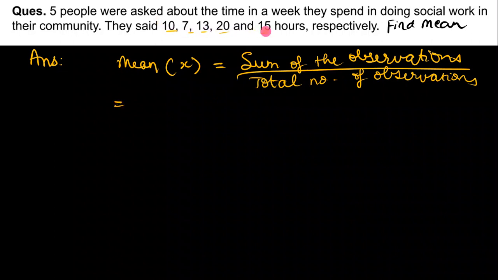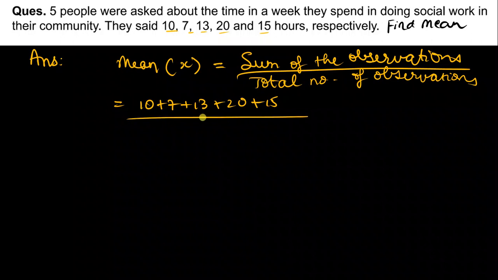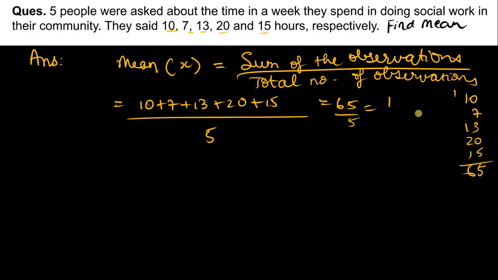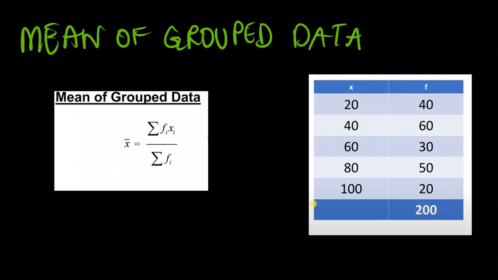So how many observations do we have here? 1, 2, 3, 4, 5. We're going to add all these observations, that is 10 plus 7 plus 13 plus 20 plus 15 divided by the total number of observations, which will be 5, right? So add all of this: 10, 7, 13, 20, 15. So 7 plus 3, 10, 15, and so on, which gives 65 by 5. So that will be 13. So your mean will be 13, that is the average value will be 13.